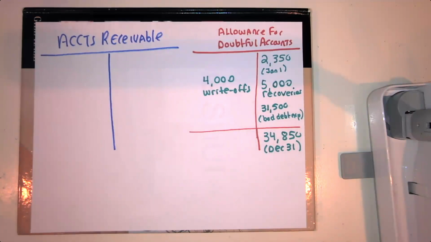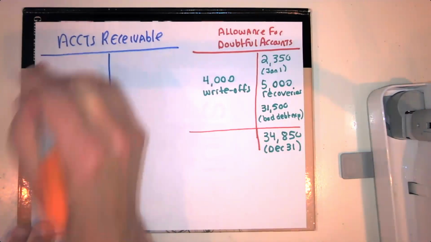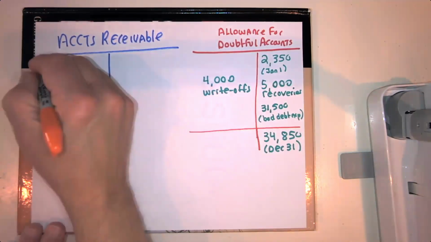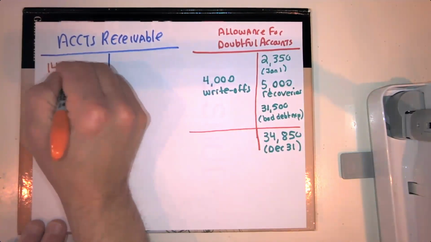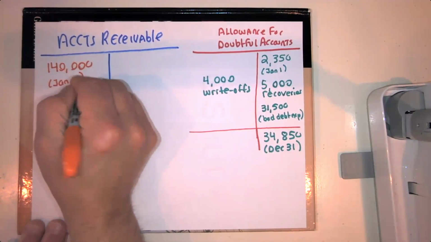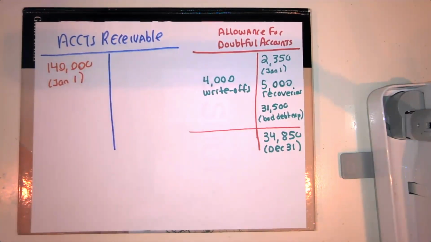Well, let's see if I can figure this out. It tells us at the very first sentence, at the beginning of 2026, the accounts receivable balance was $140,000. It's an asset, normal balance on the debit side of the account. Or January 1st balance, 140.